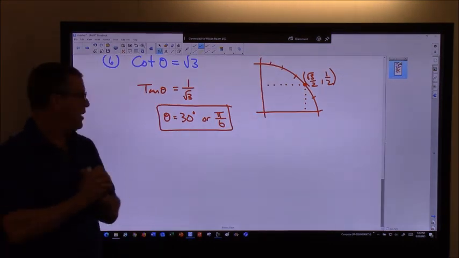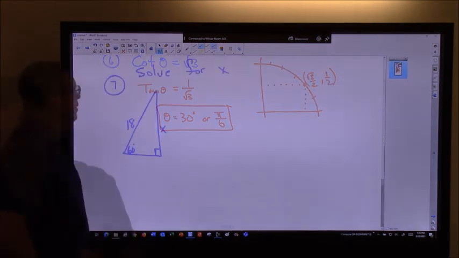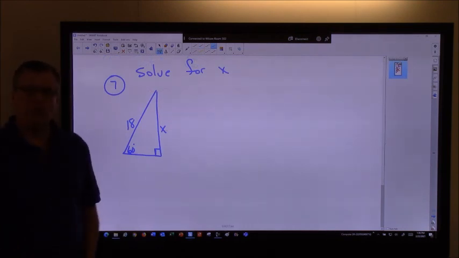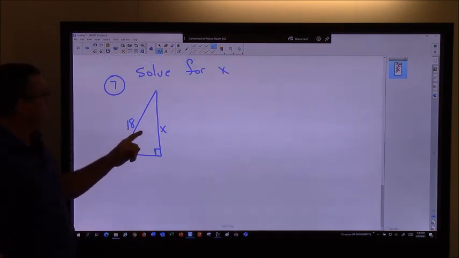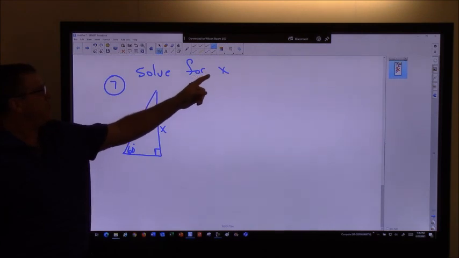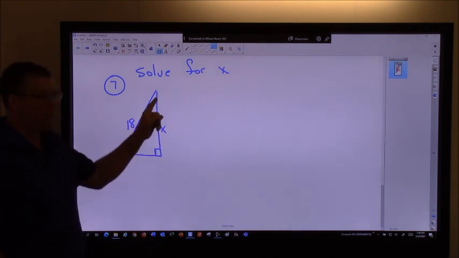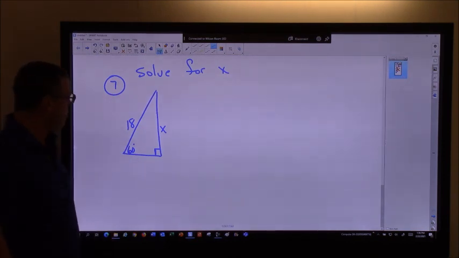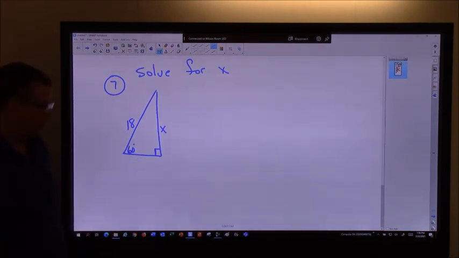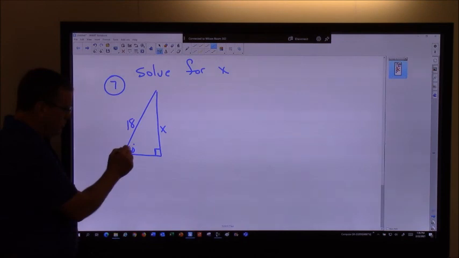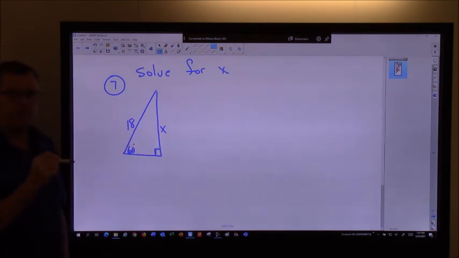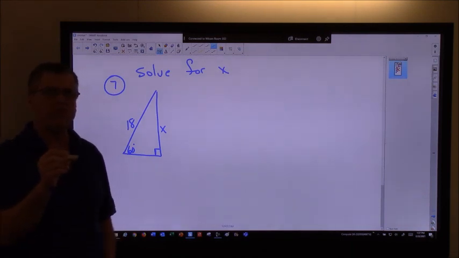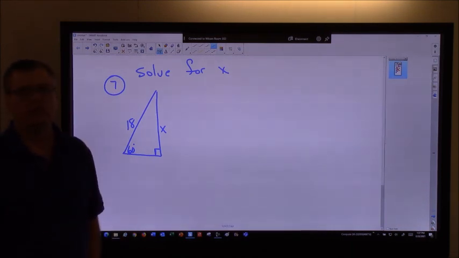All right, let's try one more type of problem. All right, so what we have here is a picture of a triangle. They're asking us to solve for x, which means figure out the length of this side. So I need to look at this and think, okay, which trig function, based on this angle, see this is the opposite side, this is the hypotenuse, which trig function uses opposite and hypotenuse?